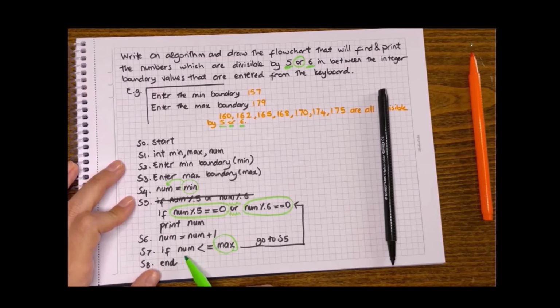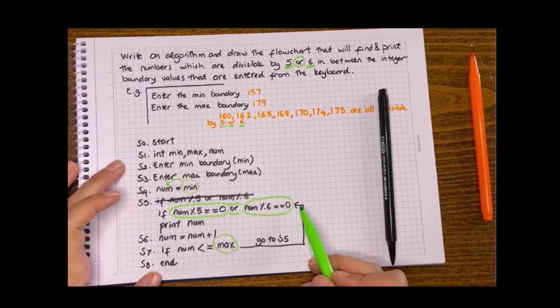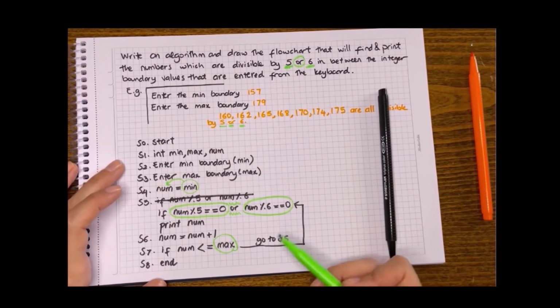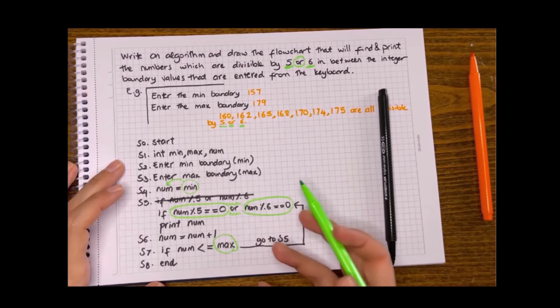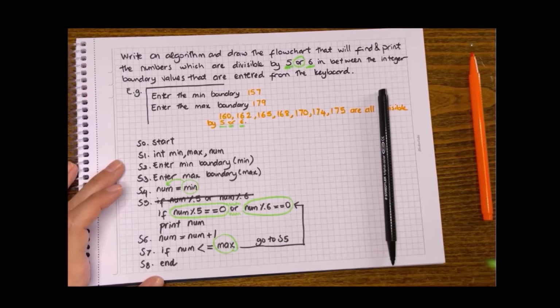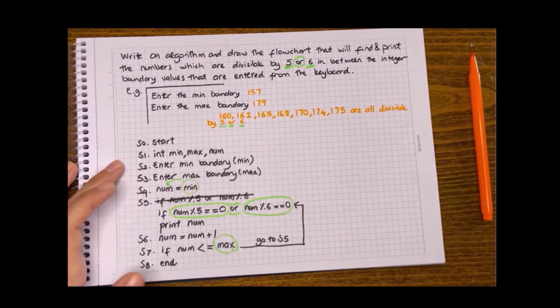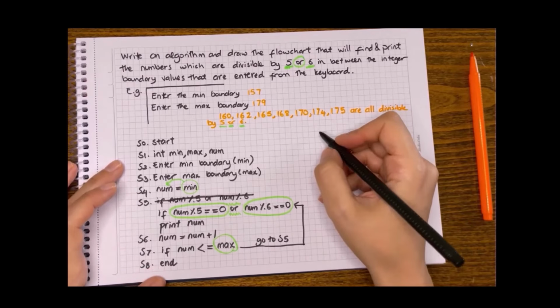At the end, we check the number. Is it less or equal to the maximum? If it is, we go to step number 5 to check the new number is divisible by 5 or 6. If not, we finish the algorithm. So let's try to draw the flowchart according to this.